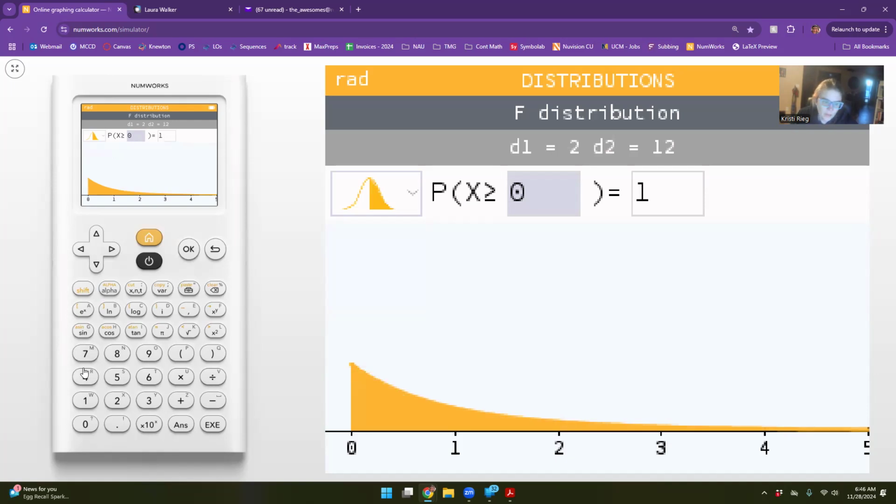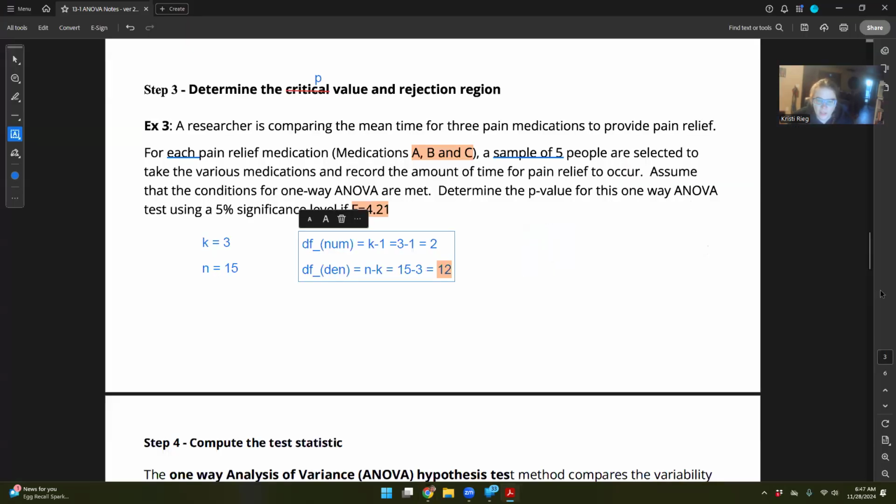I type in 4.21, and it tells me that my p-value is 0.04. So that means 4% of the area is filled in. All right, 0.04. So what we determined from the calculator, the p-value is 0.04, or 4%. I also like to think about it, this is nothing new, P-value is percent. That's how we compare it to our significance level.